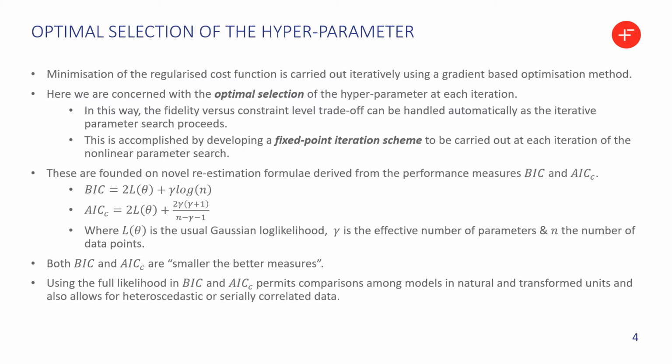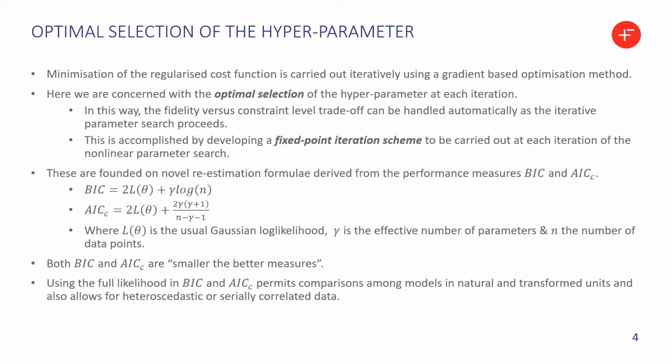Parameter selection is accomplished by minimizing the regularized cost function iteratively using a gradient-based optimizer. Here we're concerned with the optimal selection of the hyperparameter at each iteration of the nonlinear parameter search. This way, we can control the trade-off between fidelity and the constraint automatically as the iterative parameter search proceeds. And this is accomplished by developing a fixed point iteration scheme.